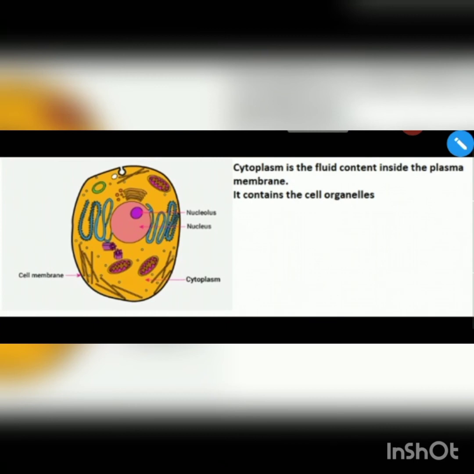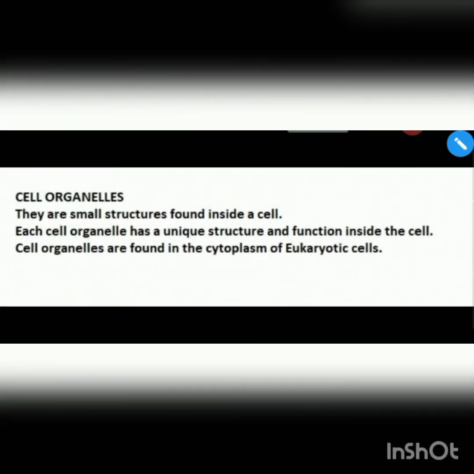Now the cytoplasm has some components that are called the cell organelles. The cell organelles are very small structures that are found inside the cells. Each cell organelle will have a unique structure and it will have a particular function inside the cell.